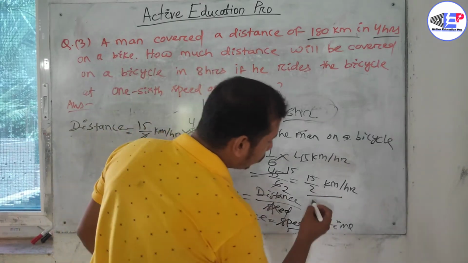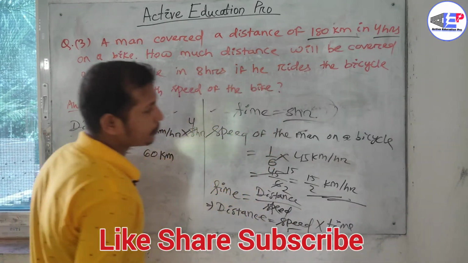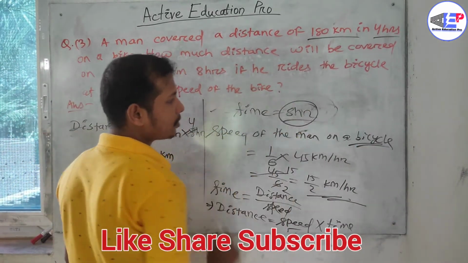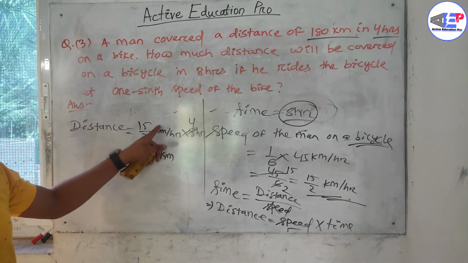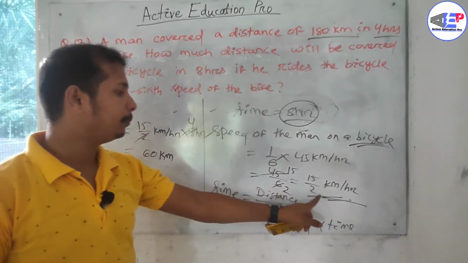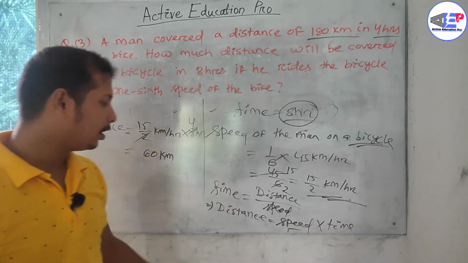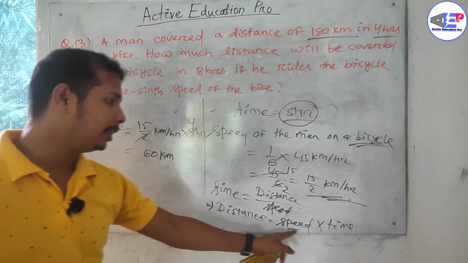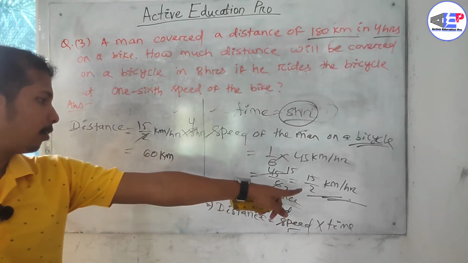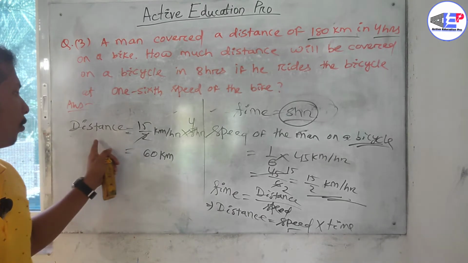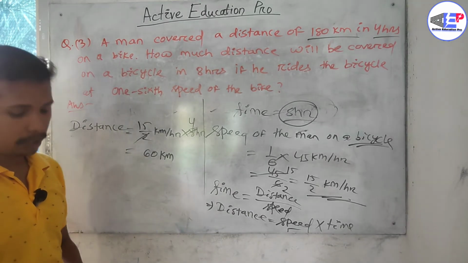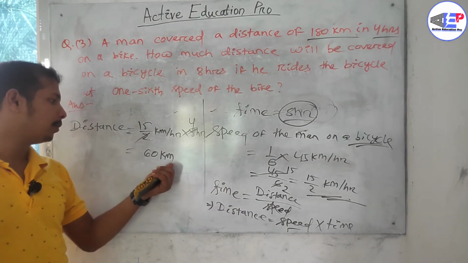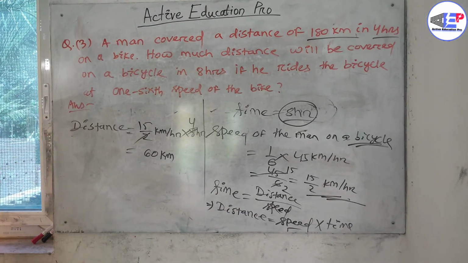This 15 by 2 km per hour is the speed of the man on a bicycle, and it takes 8 hours to reach some distance. Now we have to calculate the distance travelled by the man in 8 hours with a speed of 15 by 2 km per hour. We know that the formula for distance is speed into time. Here speed is 15 by 2 km per hour and time is 8 hours. By calculating, it will give 60. The unit for distance is kilometer. So the distance will be equal to 60 km.